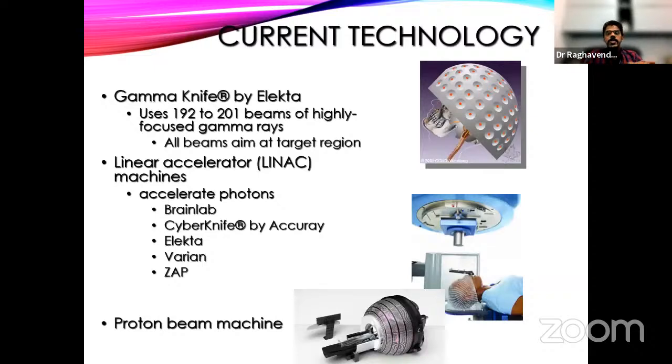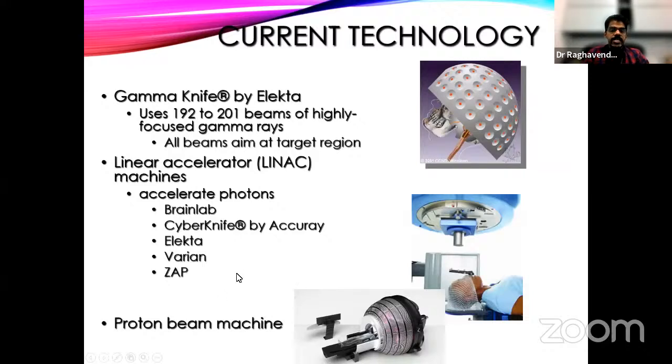So now we have plenty of technology for this work. We have the gamma knife by Elekta, of course the latest one, which uses about 192 to 201 beams of cobalt-60 of about 30 millicurie each, and all beams aim at the target position precisely, like what you are seeing in this picture. Each point, the red dots you are seeing here, are collimators which open up for the radiation to pass through.